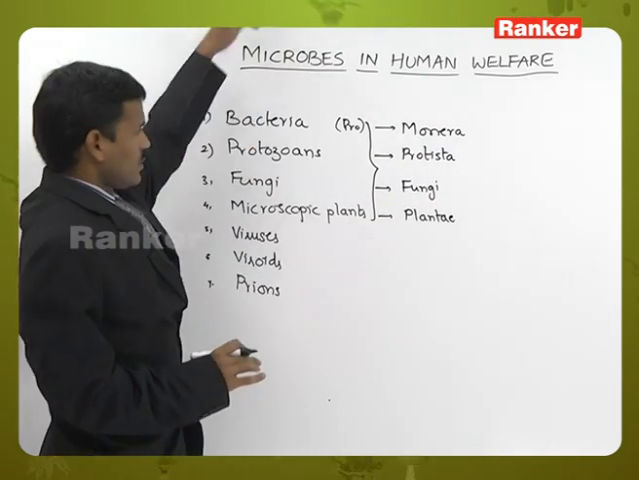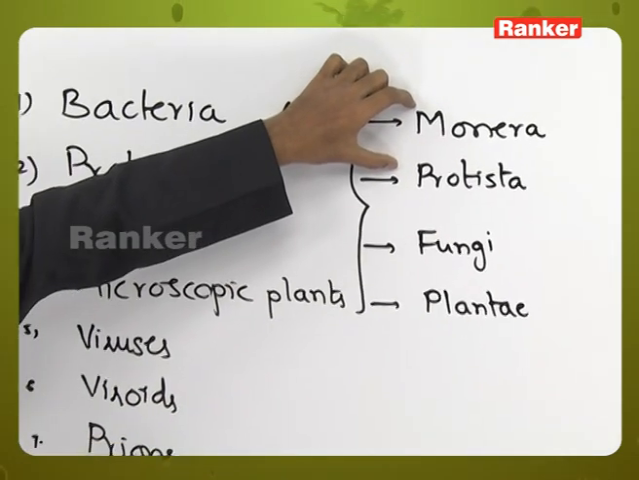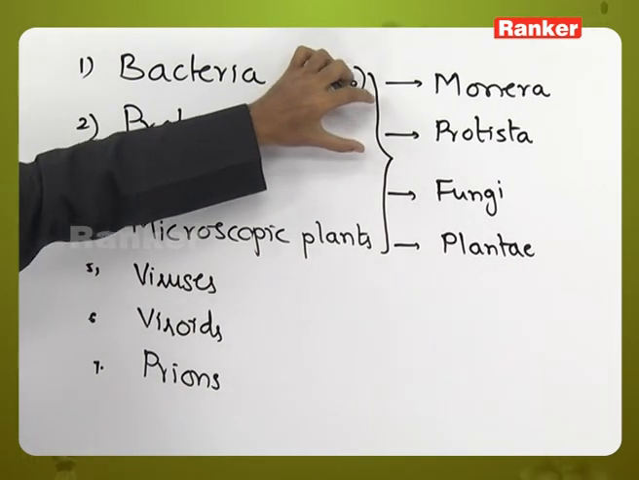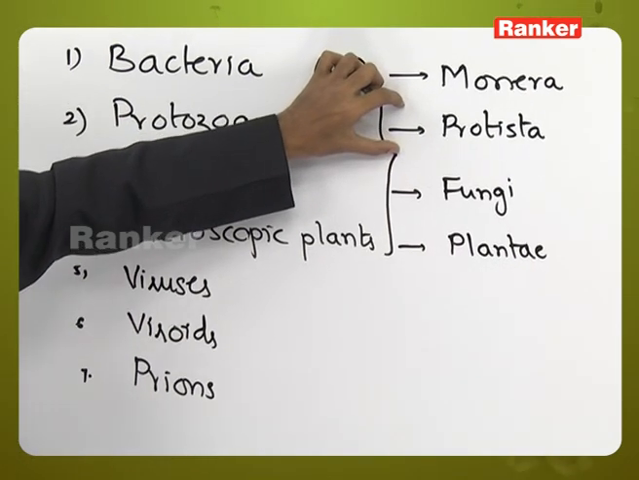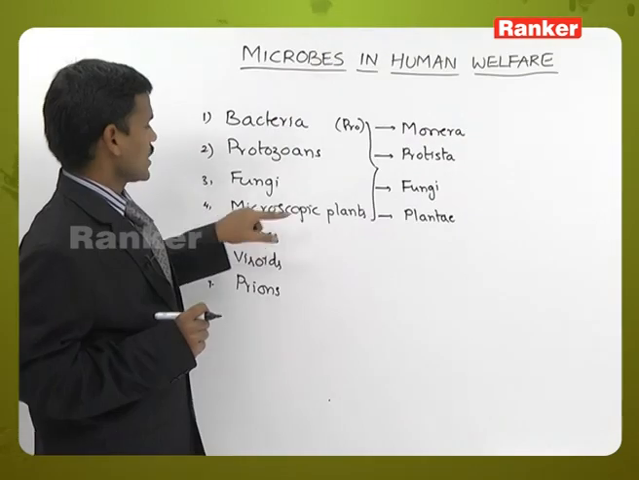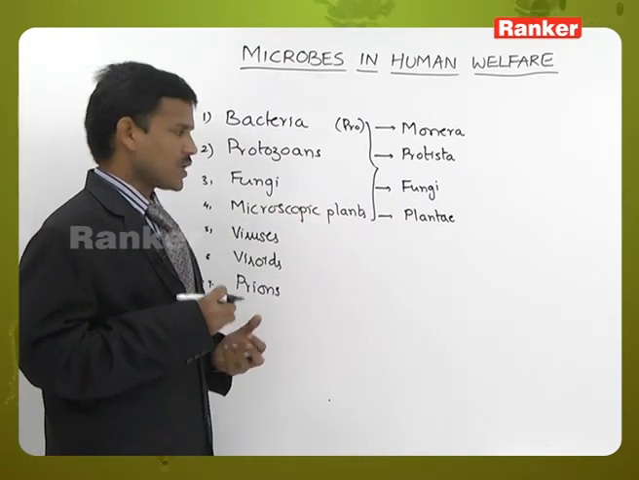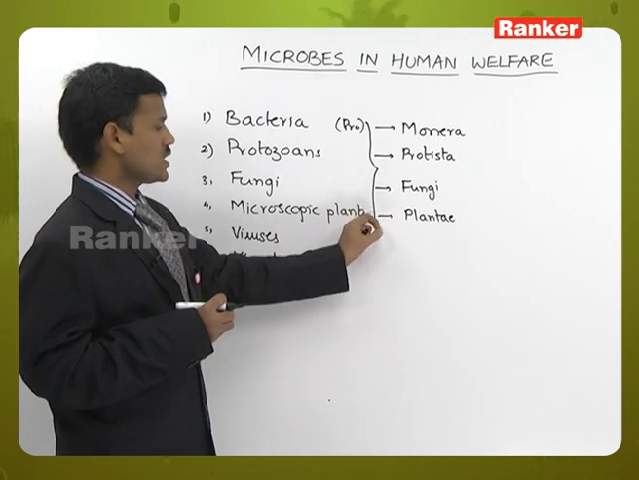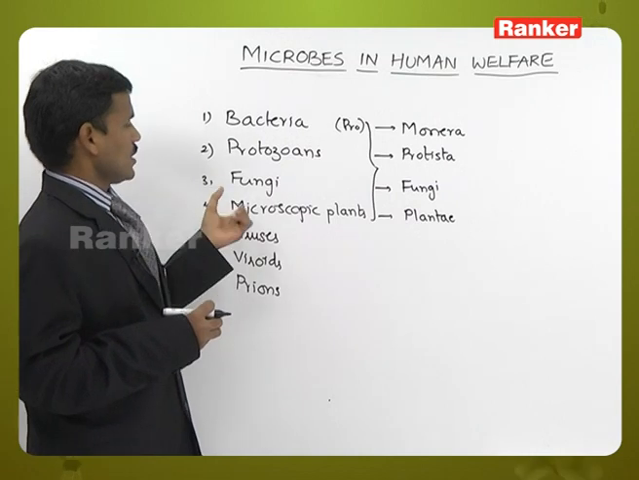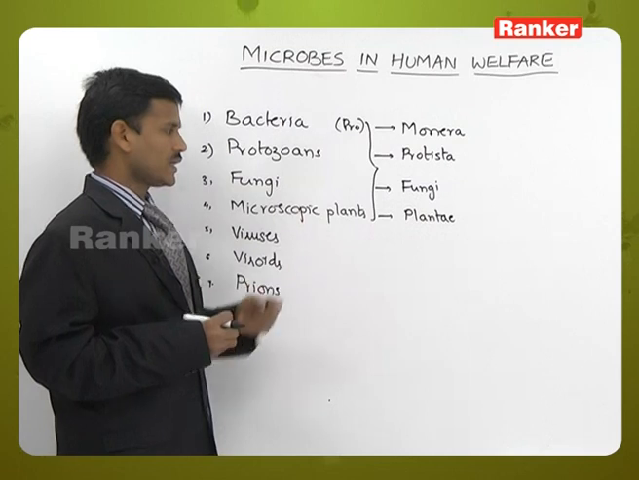So, bacteria, these are prokaryotes, are included in the Monera kingdom according to Whittaker's classification, and protozoans are included in the Protista kingdom, the second kingdom in Whittaker's classification, and fungi under the fungi kingdom. Next, microscopic plants: some are unicellular and some are multicellular. Unicellular microscopic plants are included in Protista. Multicellular plants are included under the Plantae kingdom.